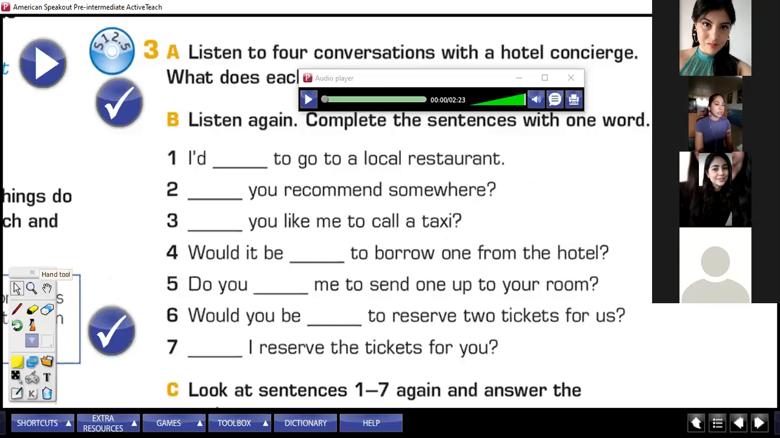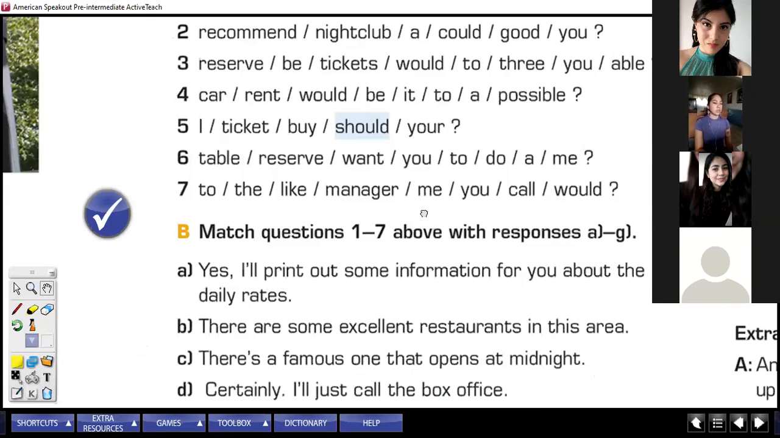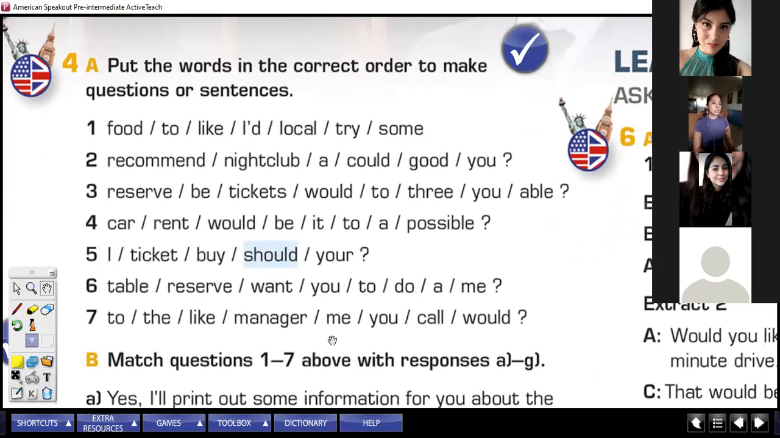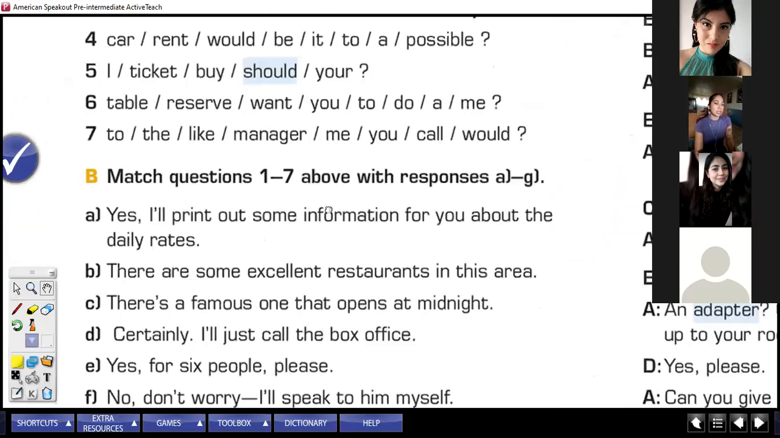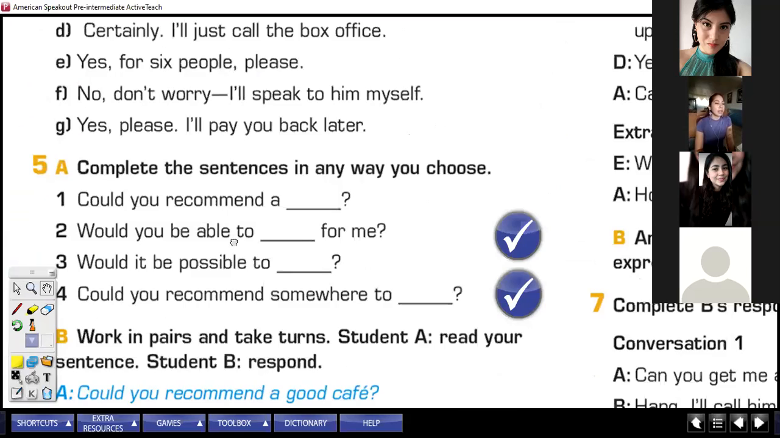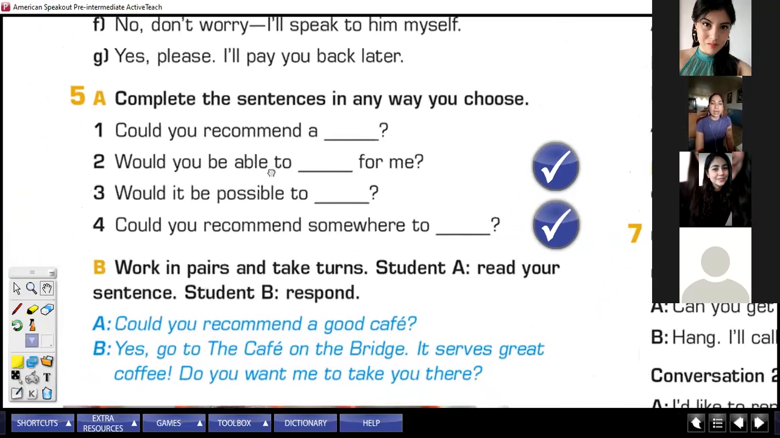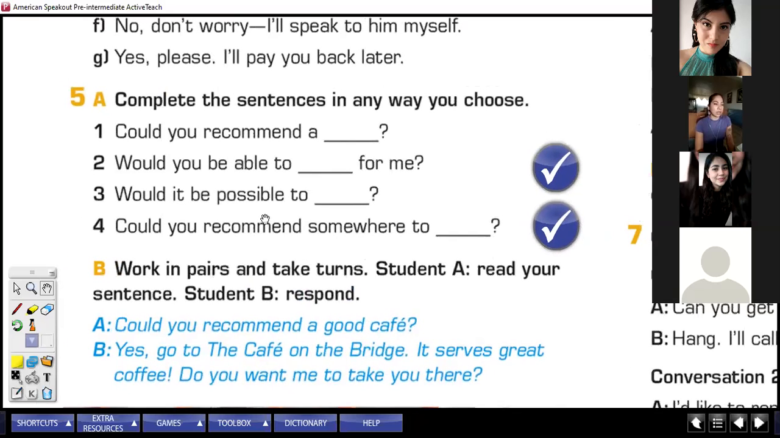So here, please, you need to finish this activity. You need to put the words in the correct order to make questions and sentences. And then when you finish, you match the questions with the possible responses. Okay? And then complete the sentences in any way you choose. Aquí pueden hacer lo que ustedes o la situación que ustedes quieran. Por ejemplo, estábamos hablando de la computadora.